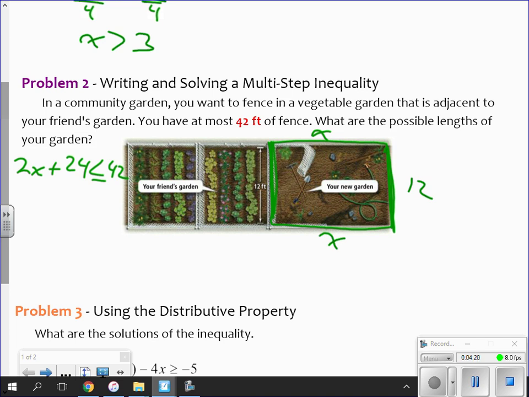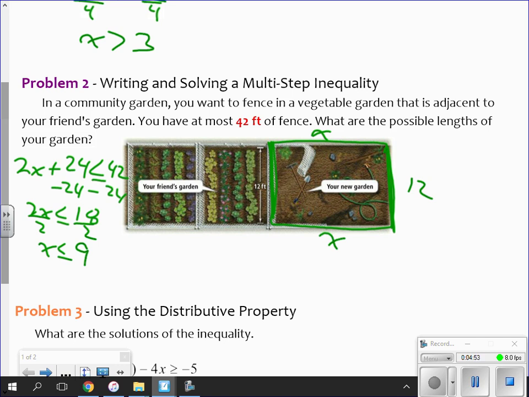So subtract 24 from both sides. 2x is less than or equal to 18. Divide both sides by 2. x is less than or equal to 9. So I can go 9 feet out. I can have a 12 by 9. That's not a big one, probably about the same as my friend's.